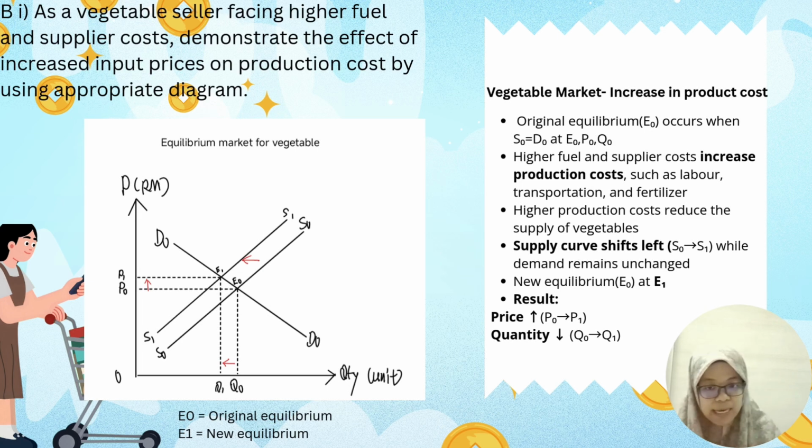As a result, a new equilibrium is formed at point E1. The equilibrium price increases from P0 to P1 while the equilibrium quantity decreases from Q0 to Q1. This shows that the increase in input prices leads to higher production costs, which reduce supply and results in a higher equilibrium price in the vegetable market.